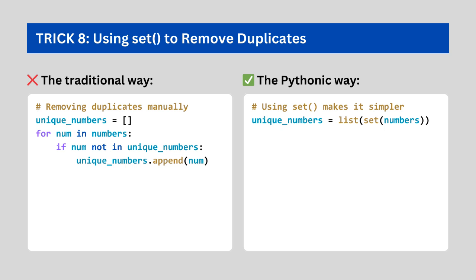Trick 8. Using set function to remove duplicates. Manually removing duplicates from a list is not only cumbersome, but also inefficient. With Python's set, you can eliminate duplicates instantly in just one line of code. This approach saves time, reduces complexity, and significantly improves performance, especially when working with large data sets.